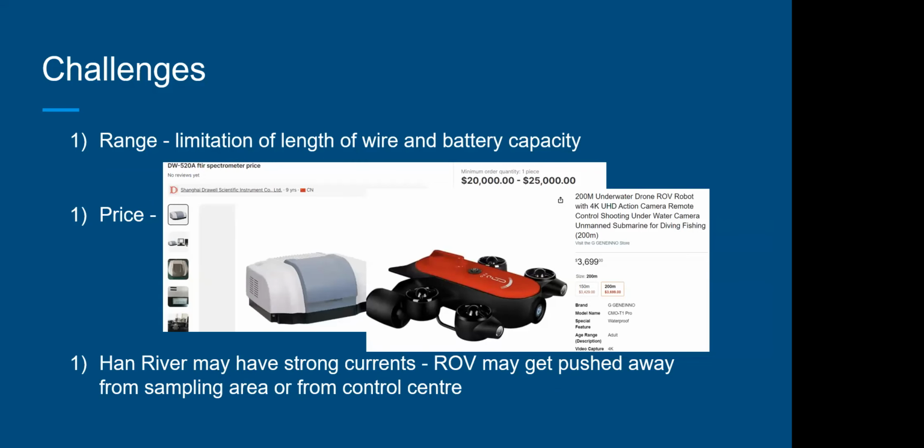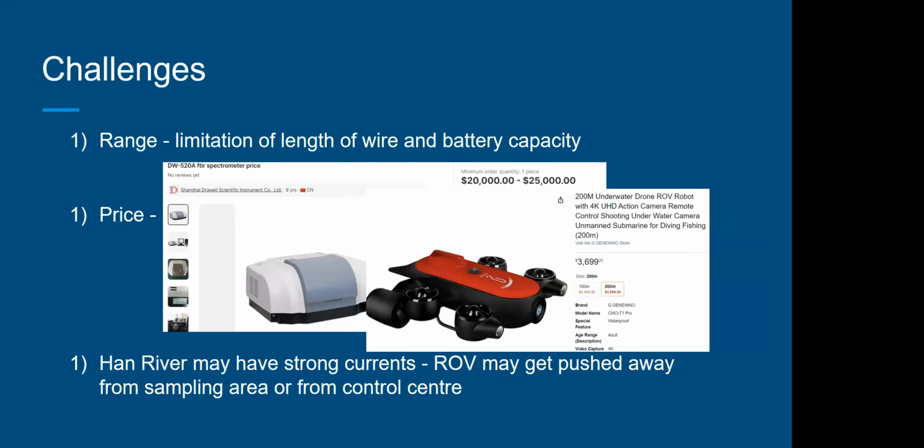We do have a couple of challenges that come up with this sort of implementation, one of which is the range. One of the benefits of using automation is that you can cover a wider scope than if you manually collect samples, but we are limited to the length of wire or the battery capacity of our ROVs. Also the issue of the upfront cost.